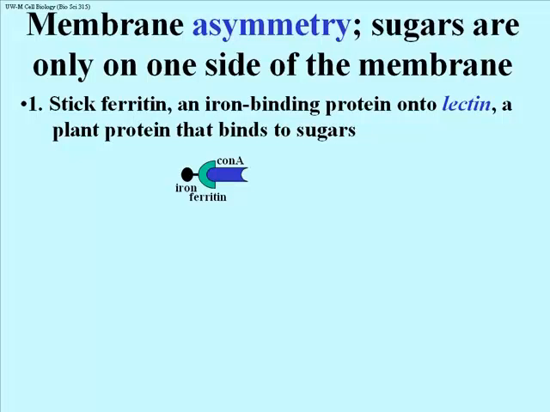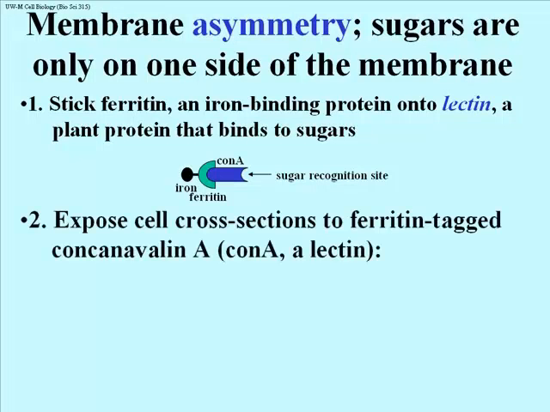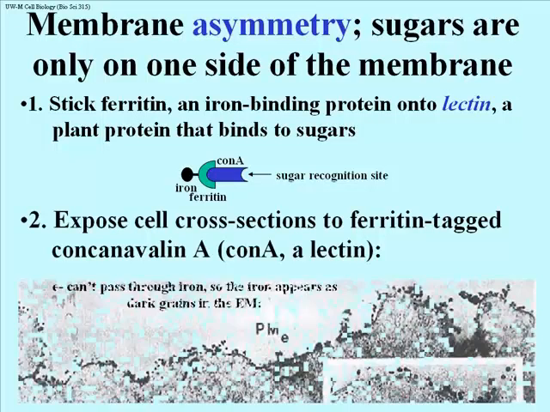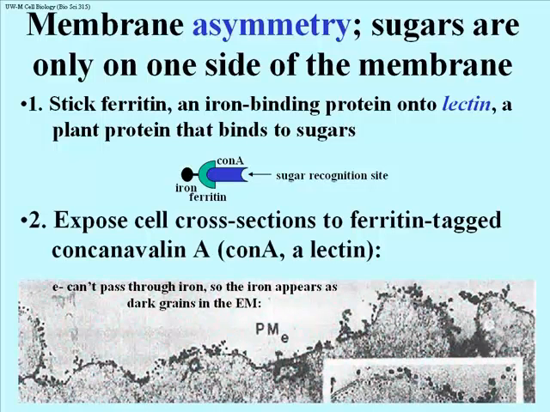We attach it to iron-bound ferritin, and on the other side of the concanavalin A is a sugar recognition site. So what lectins like concanavalin A can do is recognize sugars and bind to them wherever they find them. So we take a structure like this, a tube full of this stuff, and we bathe cross-sections of cells to this ferritin-tagged concanavalin A, or ConA for short. Then we look at what we've got in the electron microscope, and here's a cross-section of a cell shown first in low power and then in a smaller inset in high power.